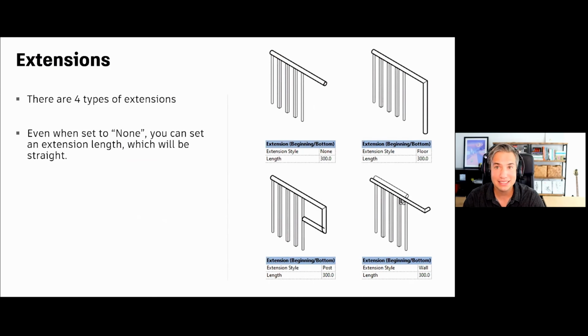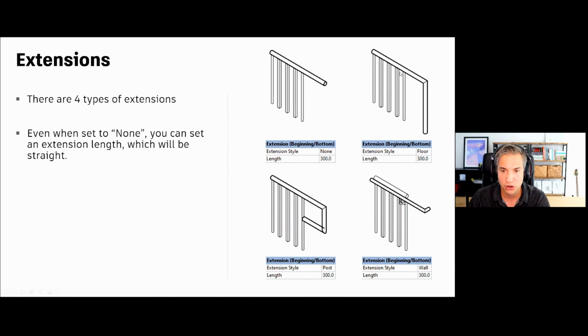All right, now let's talk about the extensions. Most people think there are 3 types of extensions in Revit: floor, post, and wall, like you can see in this example. But there's a 4th one that is simply called none. You can set an extension even if the extension style is set to none. You can see here we have an extension of 300 millimeters. And in this case, it will just be a straight extension.